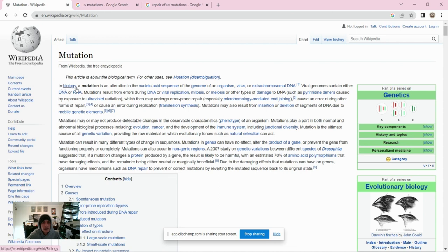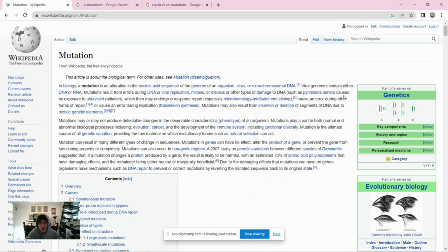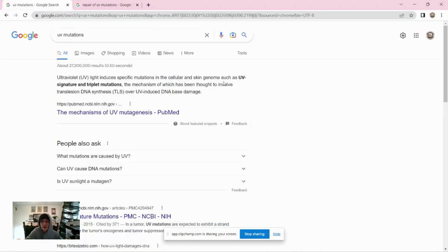Quickly touching on mutations in biology: any alterations in the nucleic acid sequence, pretty much the DNA of an organism, or virus. Mutations result from errors during DNA or viral replication, mitosis, meiosis, or other types of damage to DNA, such as pyrimidine dimers caused by exposure to ultraviolet radiation. So mutations are at the genome level, just an important thing to be mindful of when looking at environmental mutations as well, I suppose.